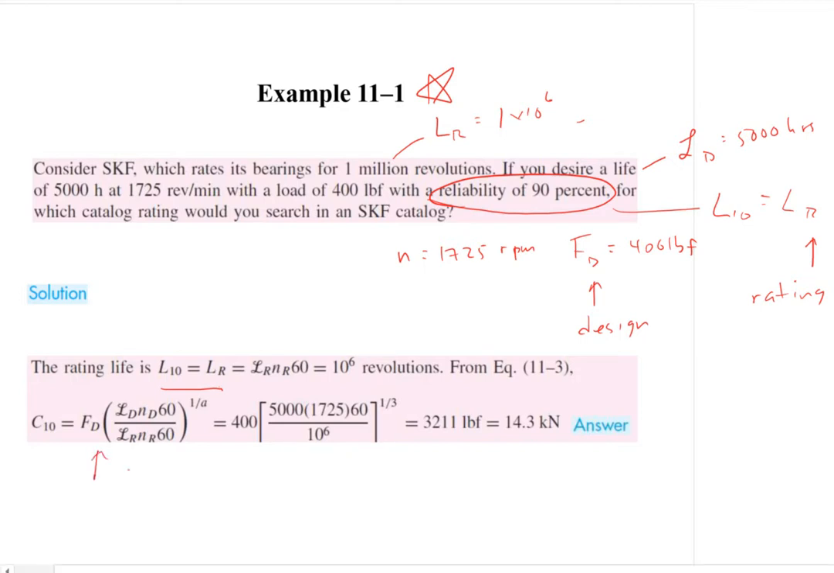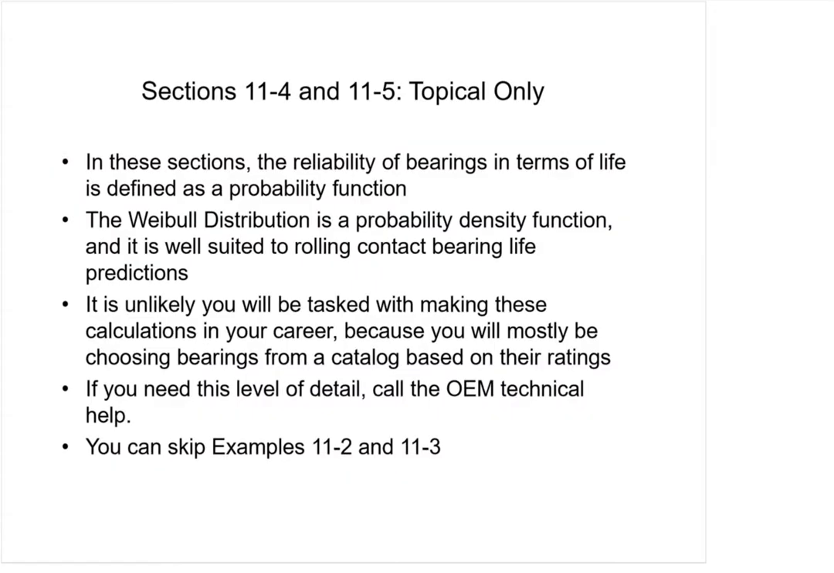This top part here is going to be 5,000 hours. This is 5,000 hours, 1725 RPM times the conversion factor over 10 to the 6th cycles. And you've got your design load in there. And this is your answer in two different sets of units. And so that's what you'd search the catalog for. That's a pretty straightforward example.